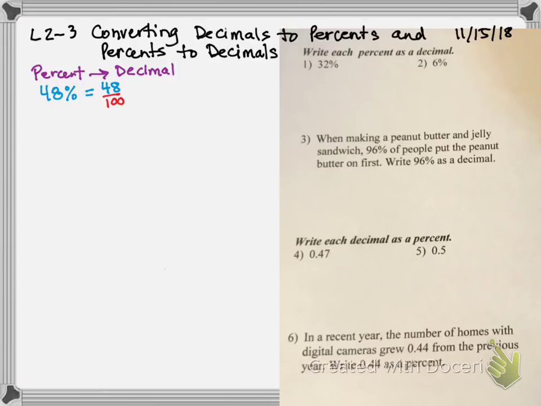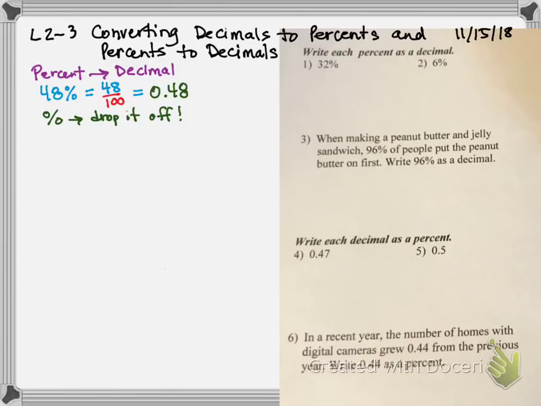But once we have a denominator that's 10, 100, 1,000, then what I can do is to convert that to a decimal. So I would get 48 hundredths written this way. Okay? Now, notice what happened to the percent sign. We're going to drop it off. As soon as I turned it to a fraction, the percent was gone, right? Okay. Now, if we want to go the other direction, we can do the same idea.